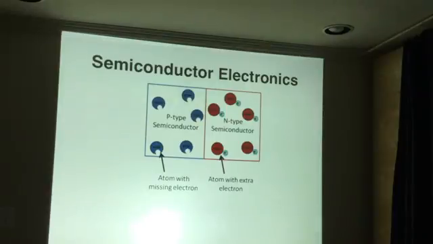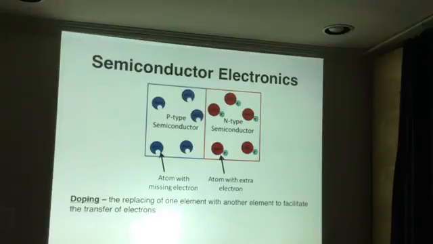Now, here are two types of semiconductor. One type is on the left. It's called a P semiconductor because it's missing an electron, and it has a hole where an electron can go in, thus the P designation, or positive. And the N semiconductor is a semiconductor that has one extra electron, thus it has a negative charge, and it's a negative or N semiconductor.